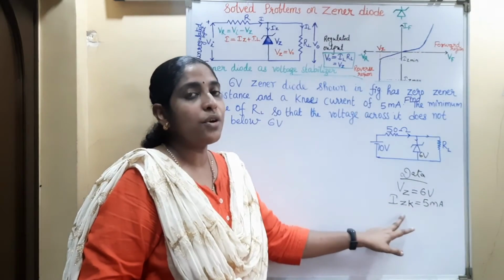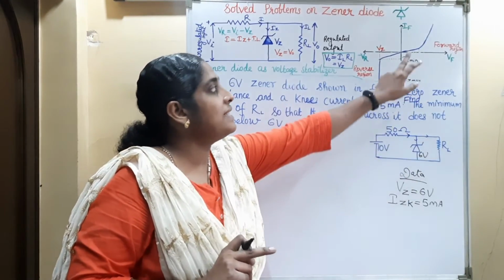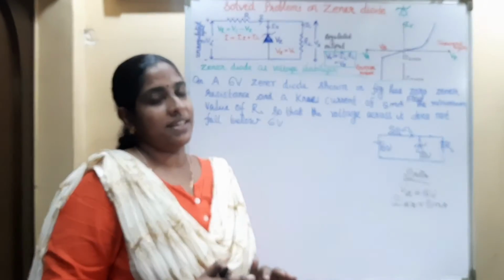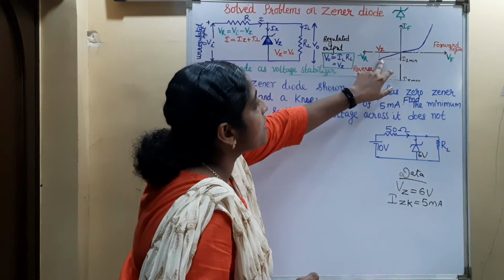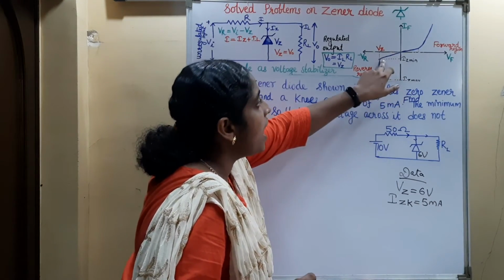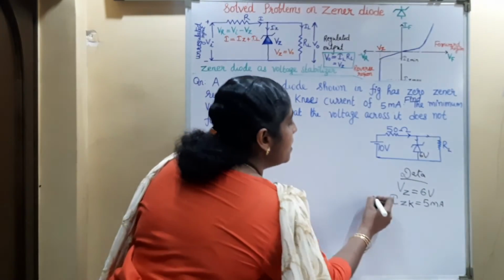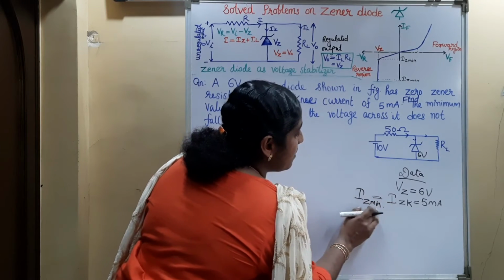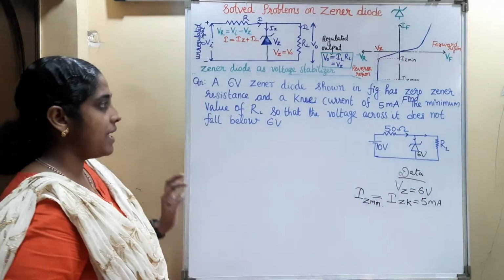What is the knee current of a Zener diode? Knee current of a Zener diode means the current at which the voltage remains constant. That is known as the knee current. That is the minimum value of the Zener reverse current at which the voltage starts to be constant, known as the Zener knee current. So the minimum value of Zener current, that is knee current, is equal to 5 milliampere.